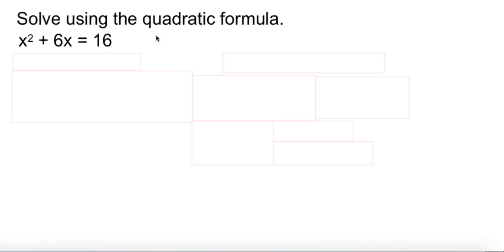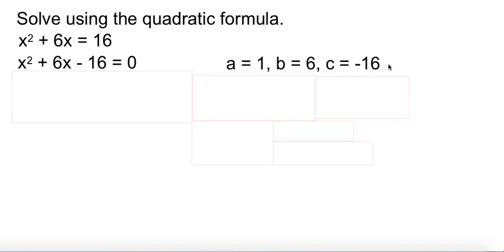So first and foremost, we have x squared plus 6x equals 16. We're not equal to zero, so we'll subtract the 16 over. Now, if you're not comfortable yet, please feel free to make a list of what a, b, and c are equal to. a is the number in front of the x squared, so a is 1. b is 6, the number in front of the plain x. And c is the constant, the negative 16.